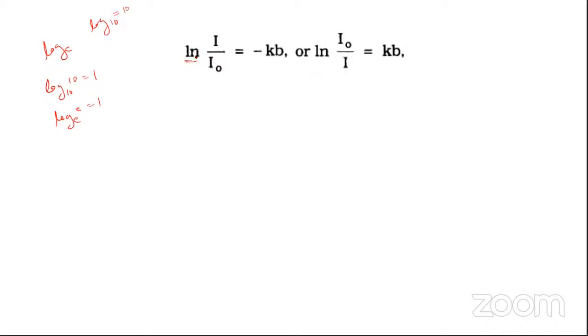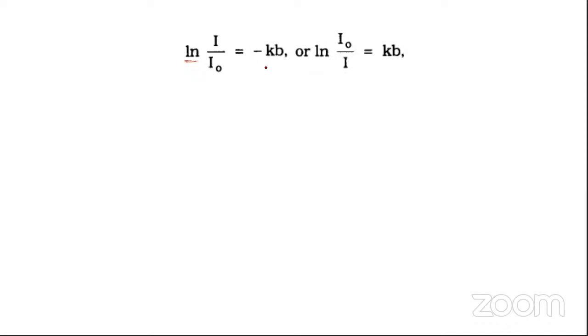So I have got to this relation that natural log of I upon I0 is equal to minus kb. Now, is it fine with you all, how we arrived at this relation? Yes, sir. Okay, good.